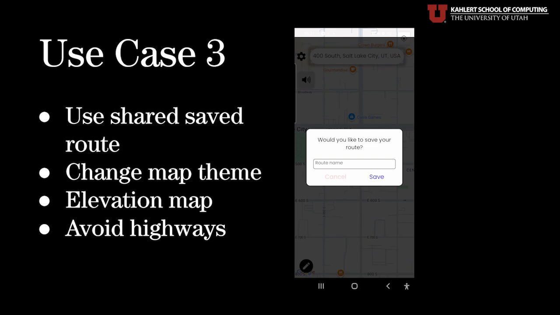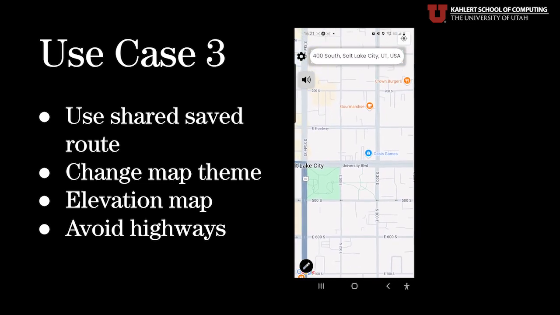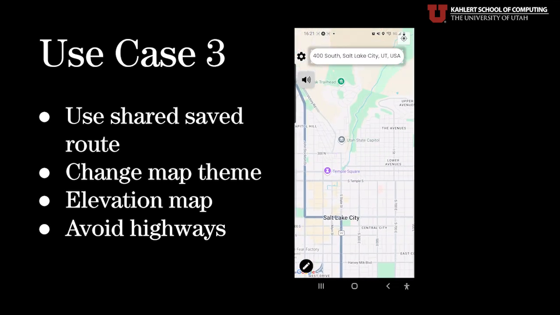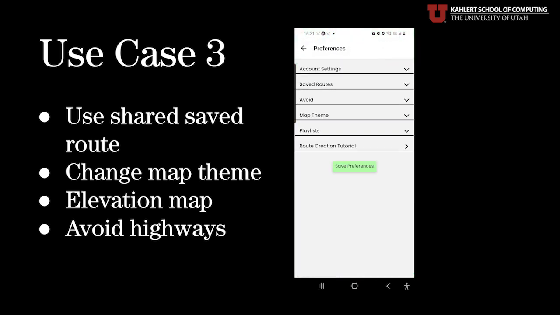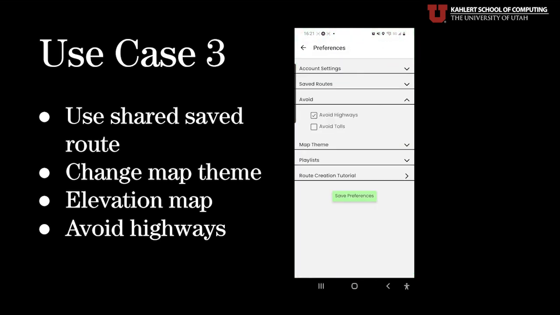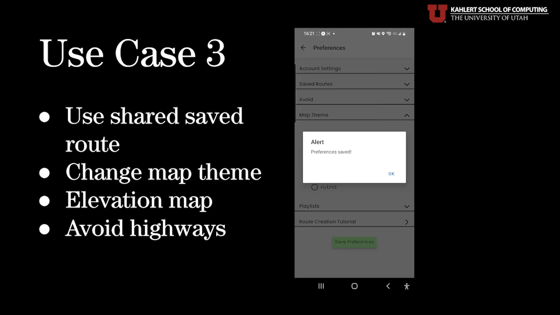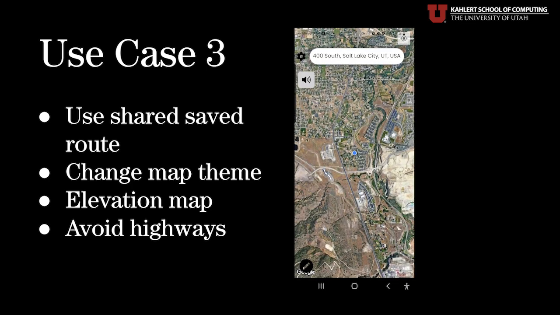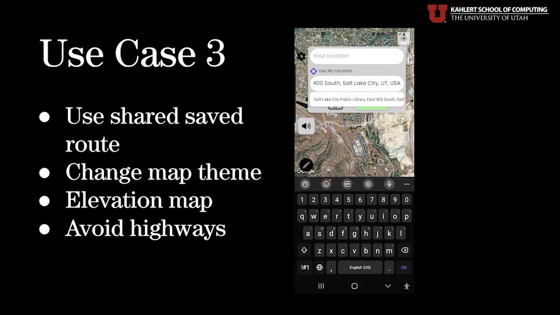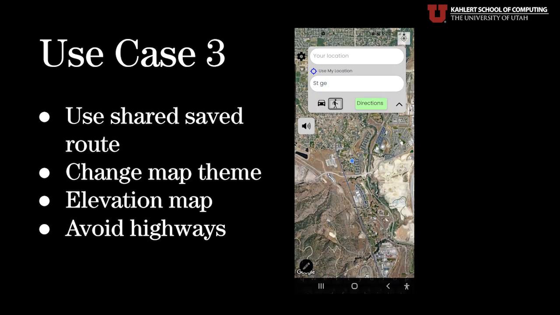Next, let's say that I want to take a road trip to St. George, but I'm a new driver and I hate using the highway, and I also would like to have a satellite view along my route. To do this, I'm going to go into the Avoid menu on the Preferences screen and click Avoid Highways, and then go down and change the map theme to satellite. Once we save our preferences, we can see that our map theme will have changed according to our preferences.